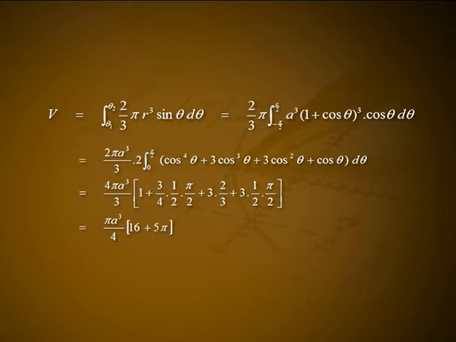which is equal to (4πa³/3) × [1 + 3 × (3/4) × (1/2) × (π/2) + 3 × (2/3) + 3 × (1/2) × (π/2)], which is equal to (πa³/4)(16 + 5π).